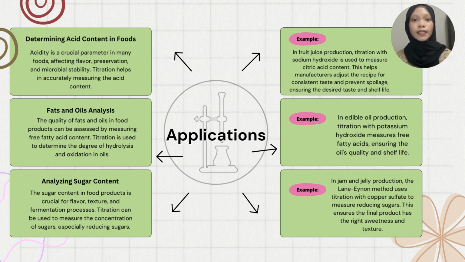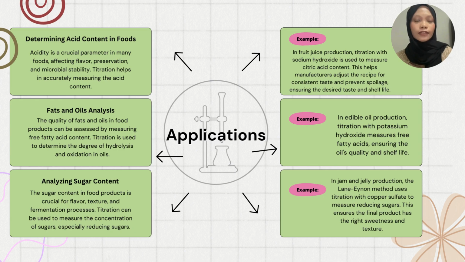Moving on to my second point, it can be used to analyze the fats and oils in foods. The quality of fats and oils in food products can be assessed by measuring free fatty acid content. Titration is used to determine the degree of hydrolysis and oxidation in oil. For example, in edible oil production, titration with potassium hydroxide measures free fatty acid, ensuring the oil's quality and shelf life.